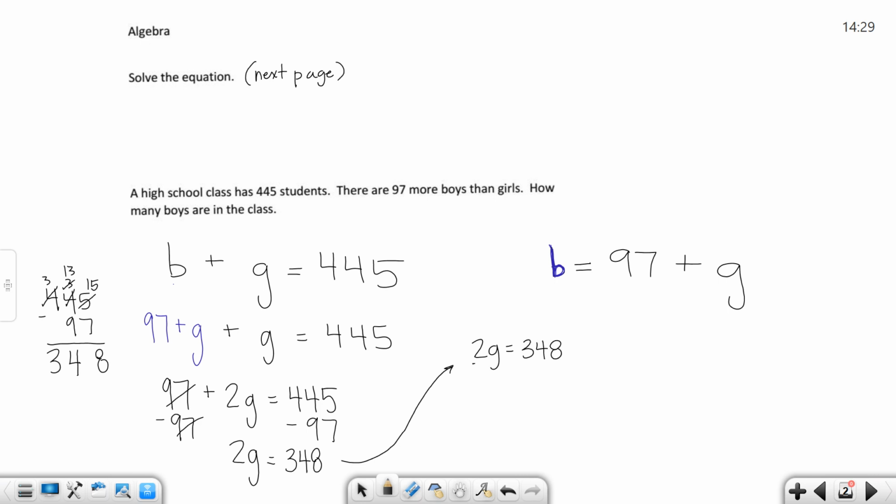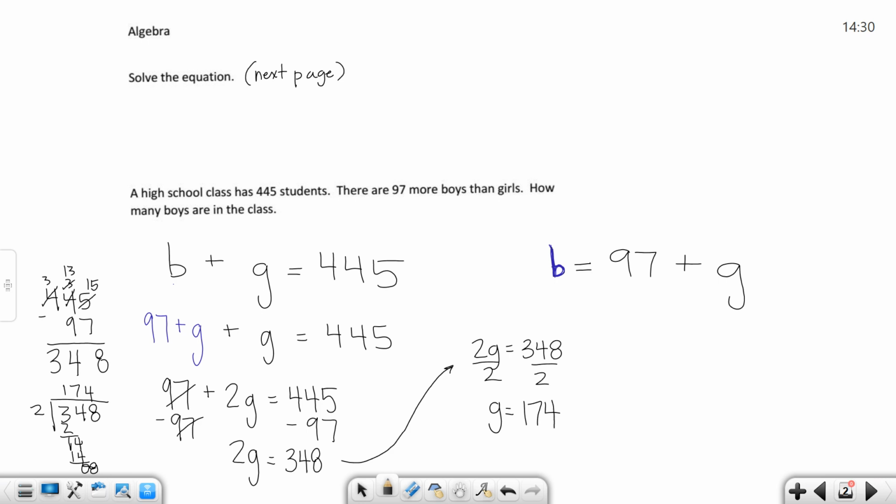So to find out G, I'm going to divide by 2. So I can divide that out. So it goes 1 time, and 7 times, and 4 times. So G is going to be 174.